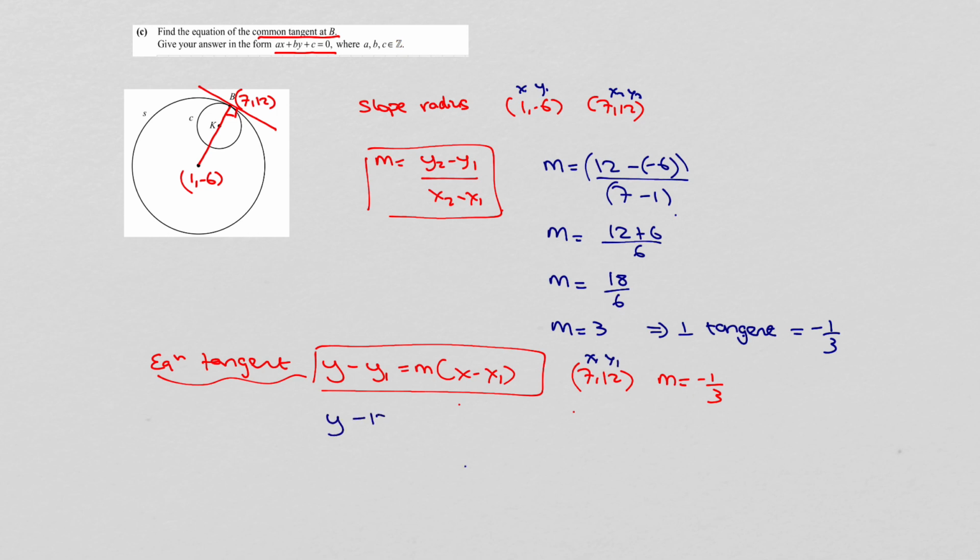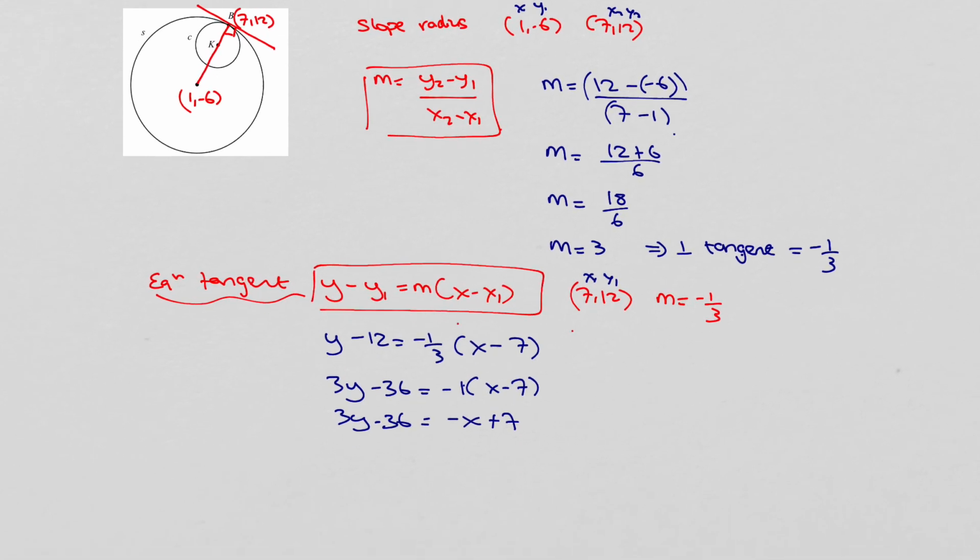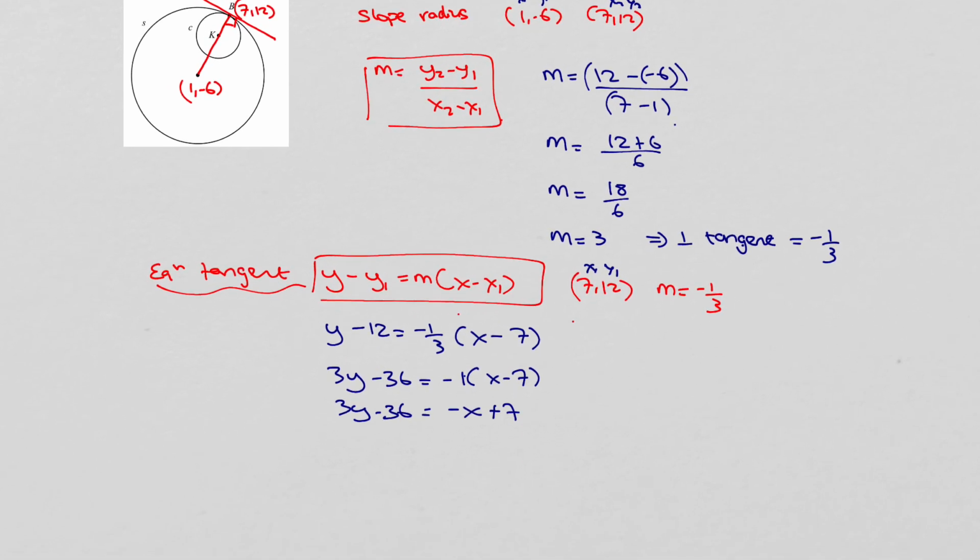So y minus y1 equals m times x minus x1, multiplying across by 3. So we get 3y minus 36 is equal to minus 1 times x minus 7. So 3y minus 36 equals minus x plus 7. And therefore in the form of ax plus by plus c, we get x plus 3y minus 43 is equal to 0. So in other words, A is 1, B is 3, and C is minus 43. So we had 5 marks going for that. So 0, 2, 4, and 5.